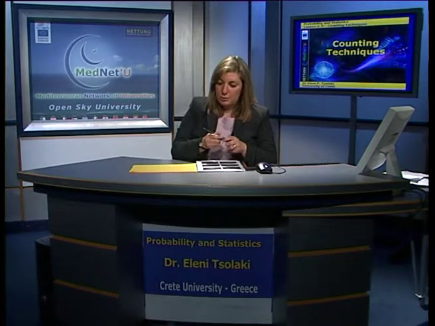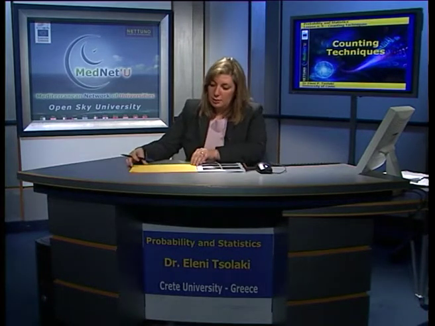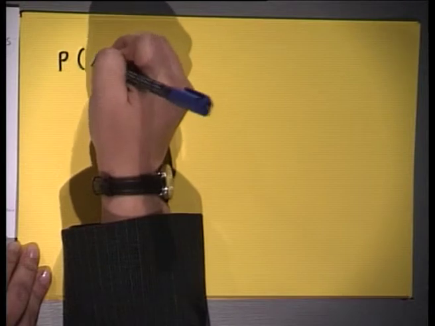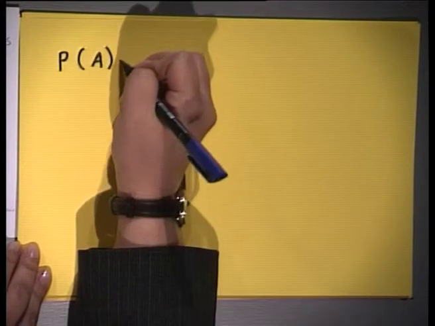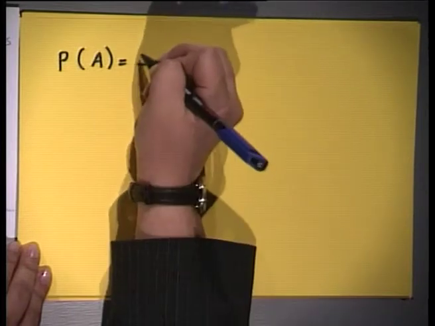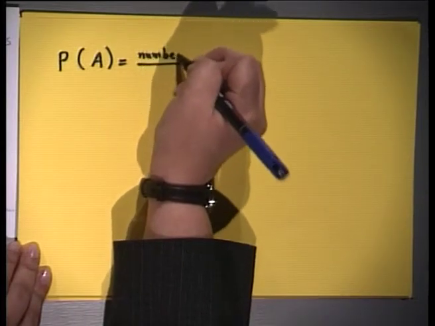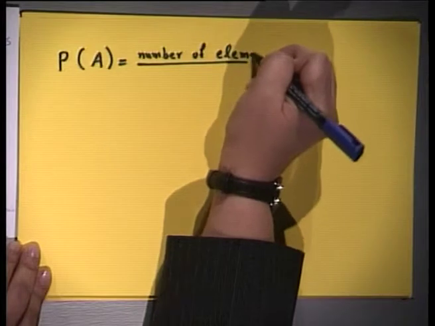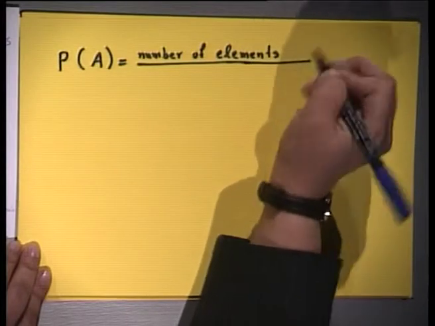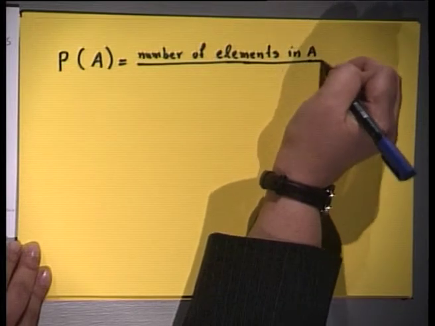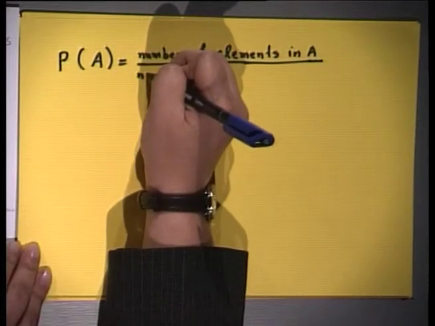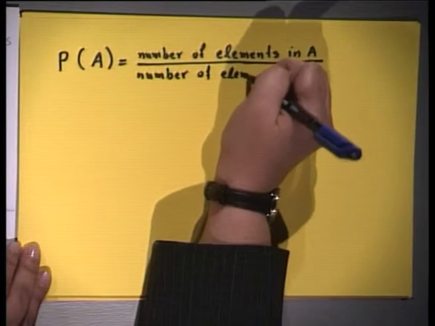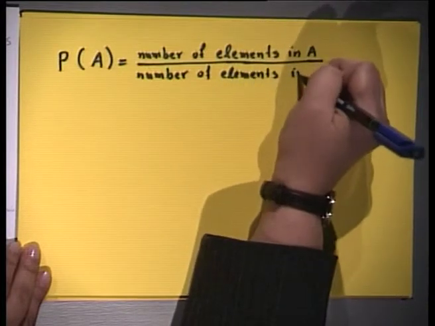We write this down so we remember it. So we have that the probability of an event A will be the number of elements in A divided by the number of elements in S.